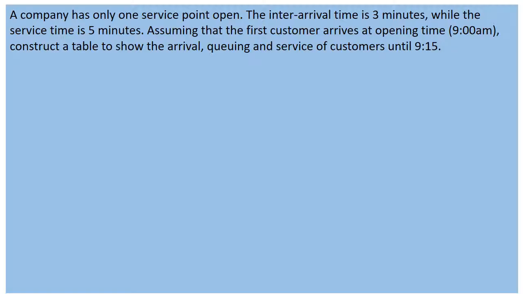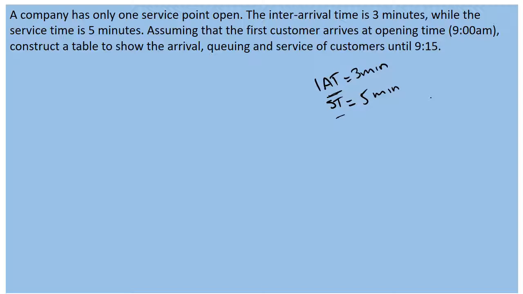So for our first example, we have a company with only one service point open. The inter-arrival time is 3 minutes, while the service time is 5 minutes. Well, we can see that customers are arriving quicker than they are being served. So you can assume that there is going to be a queue forming. Now let's have a look.